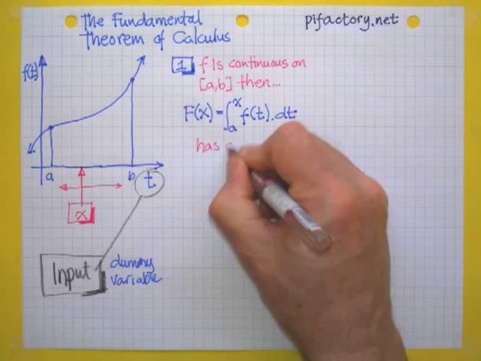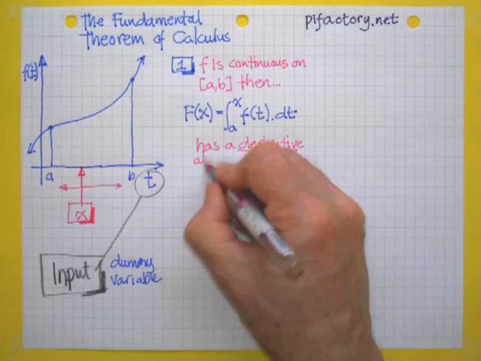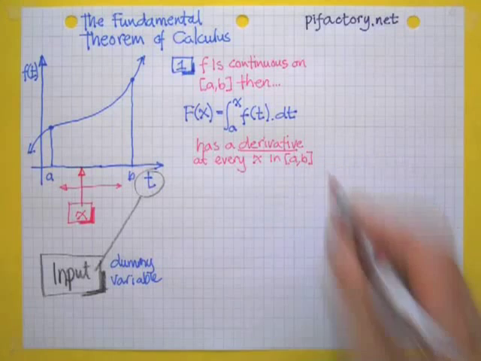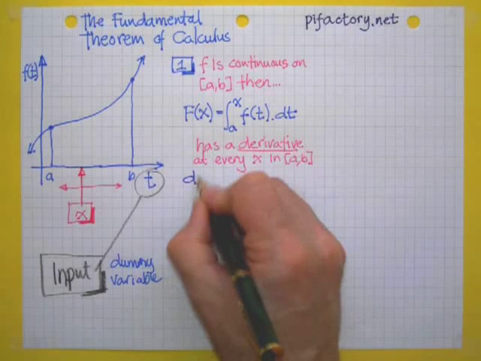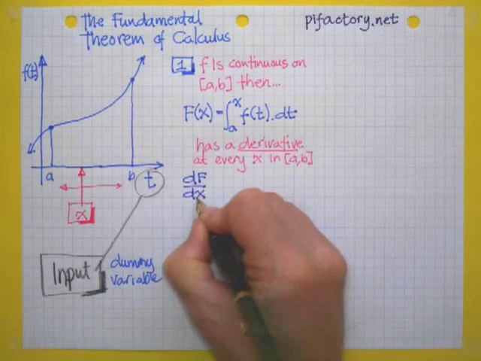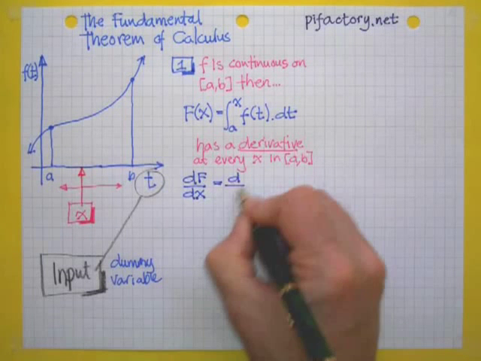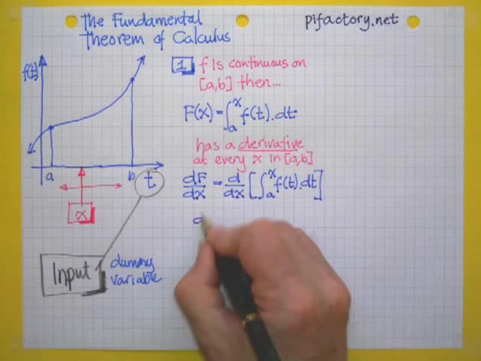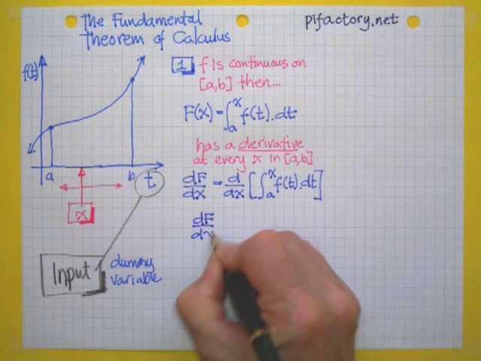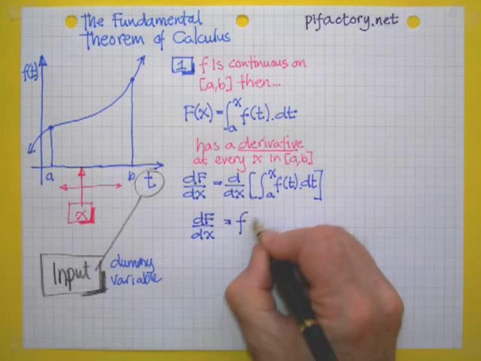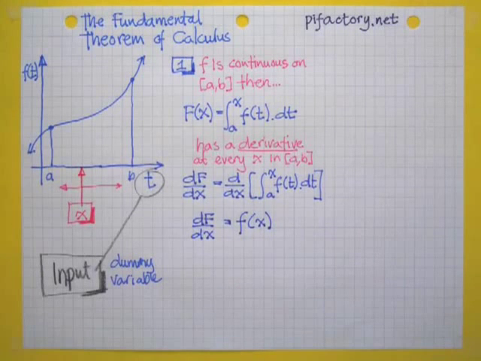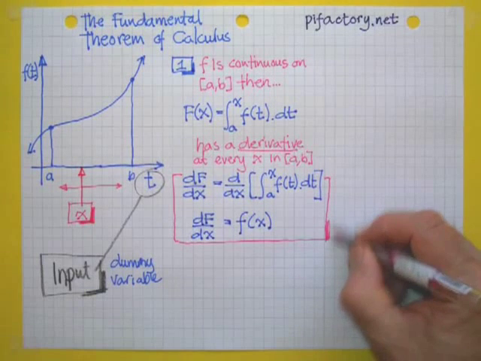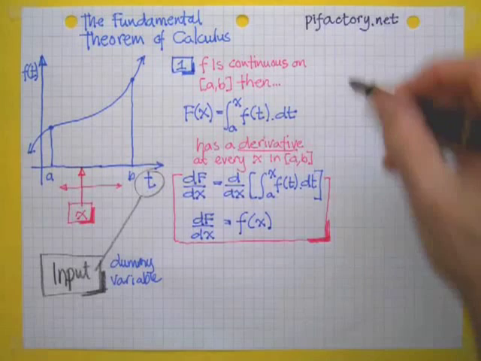So F has a derivative at every x in a, b. So the derivative of F is simply going to be the derivative of the antiderivative of f of t dt between a and x. So dF, d large F of dx, is simply going to be f of x. This is the first fundamental theorem of calculus.